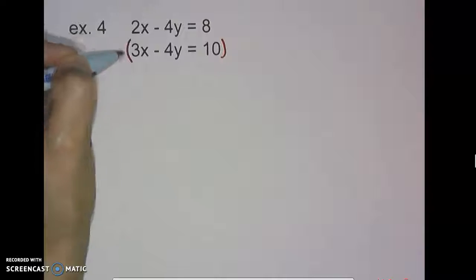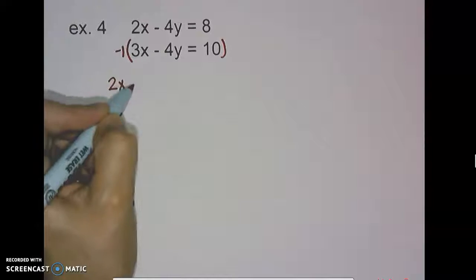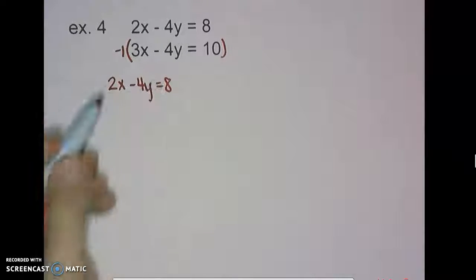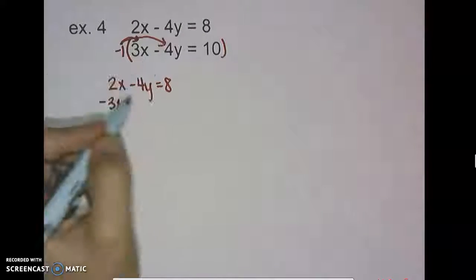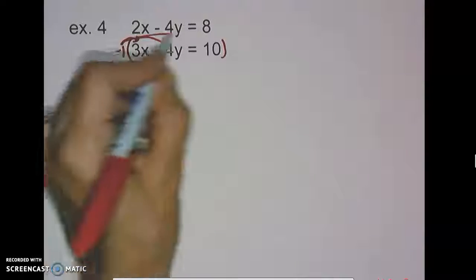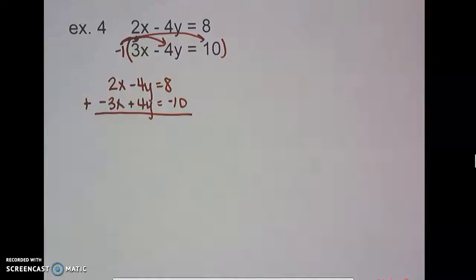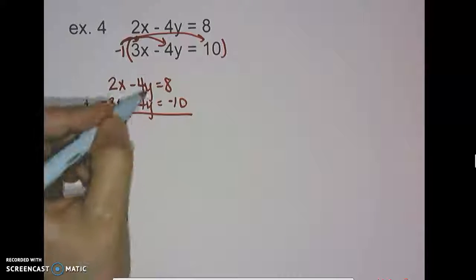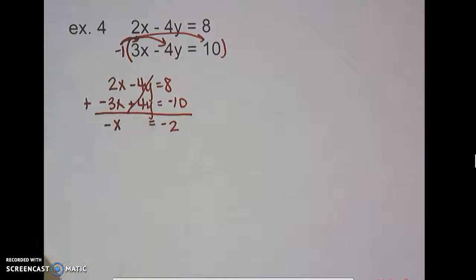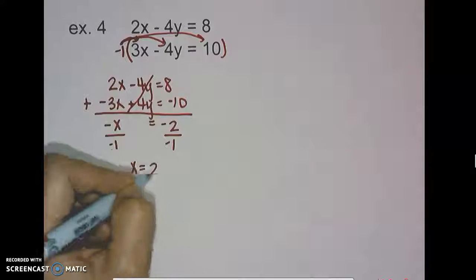So this time I'm going to choose to multiply the bottom equation. It really does not matter either way. So the top equation is staying the same. We're not doing anything to that. When we distribute this -1 in, we're going to get -3x plus 4y equals -10. Now they're the same number, one positive, one negative with the y's, so we're going to be able to eliminate a variable. Make sure that they actually are opposites of each other to eliminate. So this is going to give me negative x, our x's eliminate, equals negative 2. To get x by itself, we're going to divide by negative 1, and x equals 2.